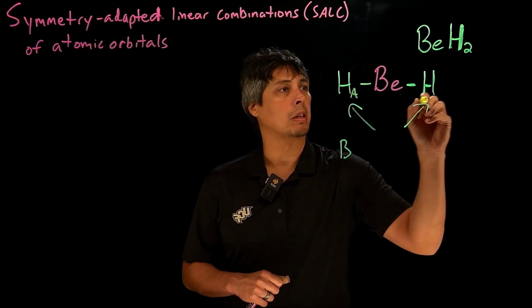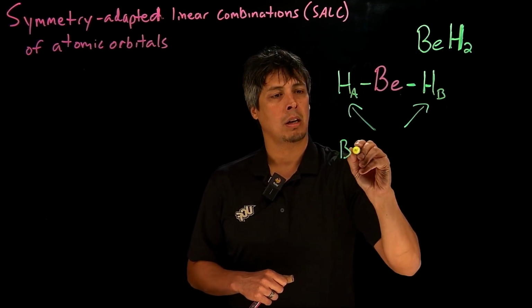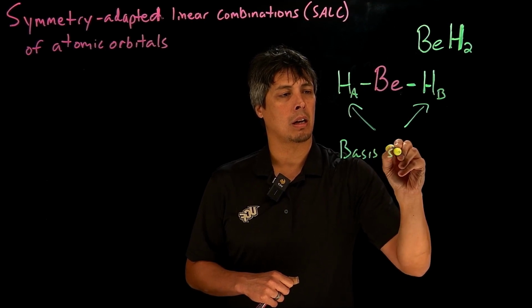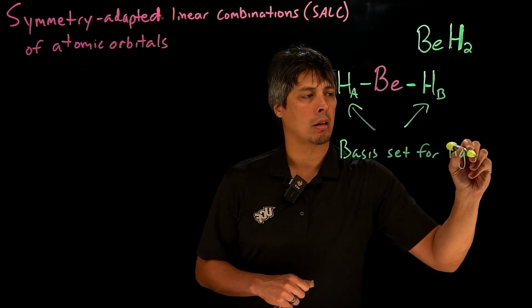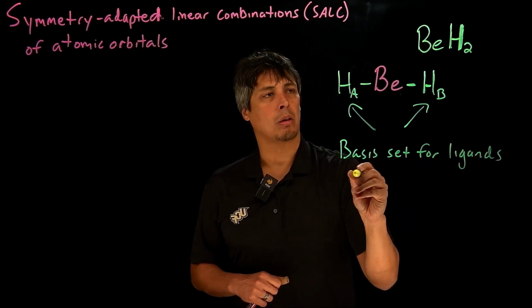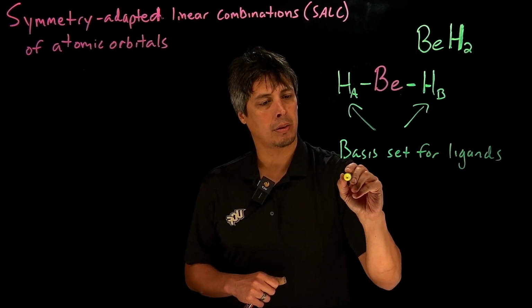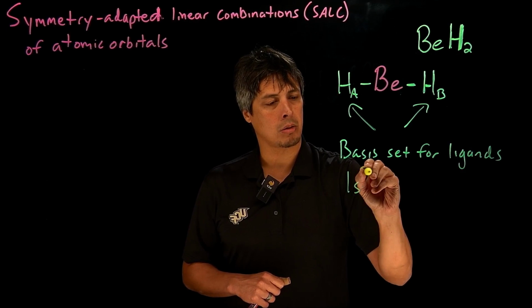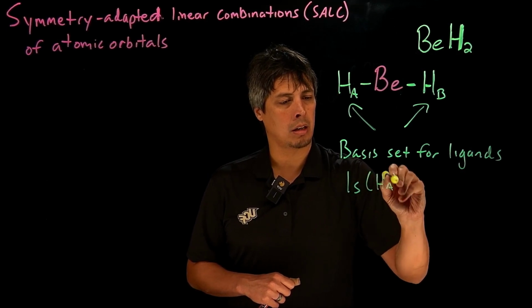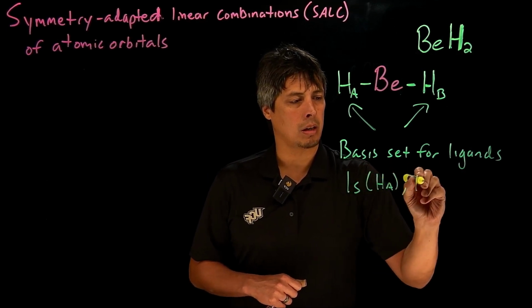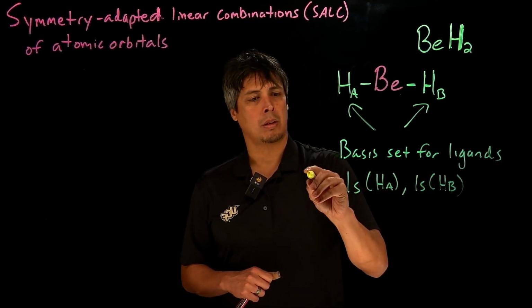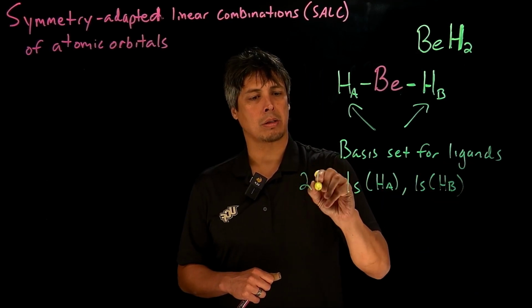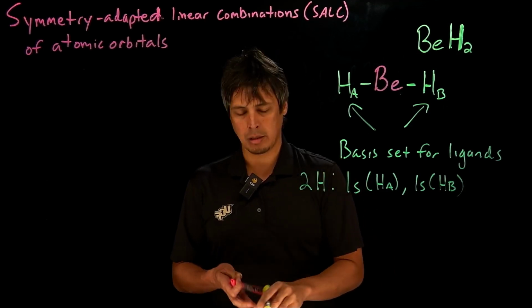So first we'll label these HA and HB. Our basis set for the ligands is going to be a 1s orbital from HA and a 1s orbital from HB, all right? So we have two hydrogens involved, and they are the ligands, all right?